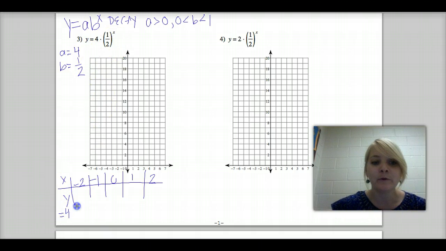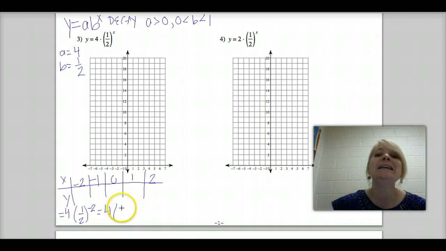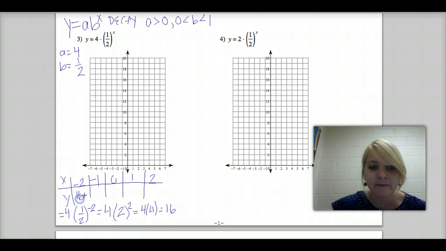So this equals 4 times 1/2 raised to the power of -2. Now when you raise a fraction to a negative exponent, you can flip the reciprocal, so find the reciprocal of the fraction, and then your exponent will be positive. So this is really 2 to the power of +2, or 2 over 1, which you can just write as 2. So that equals 4 times 4, which equals 16. So our y value is 16.